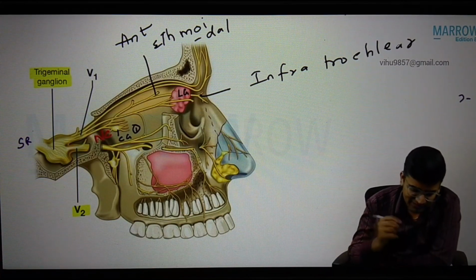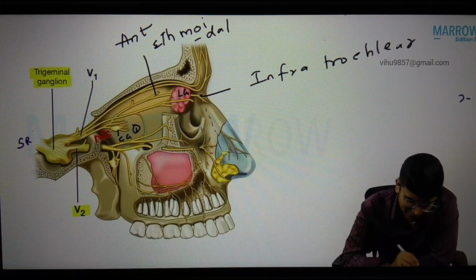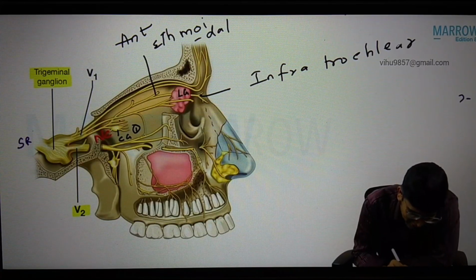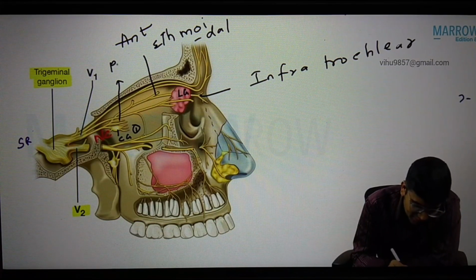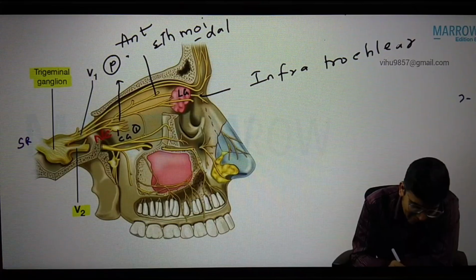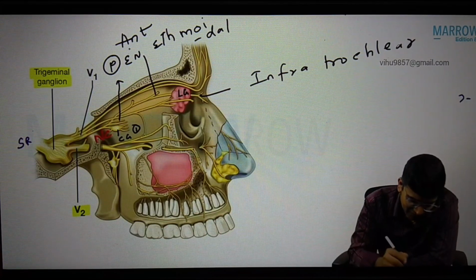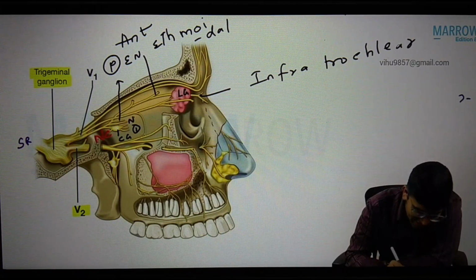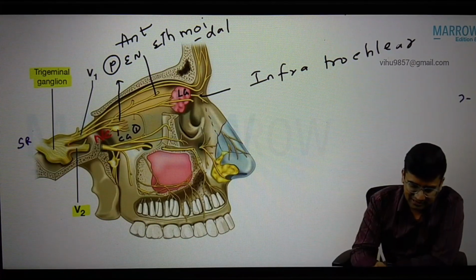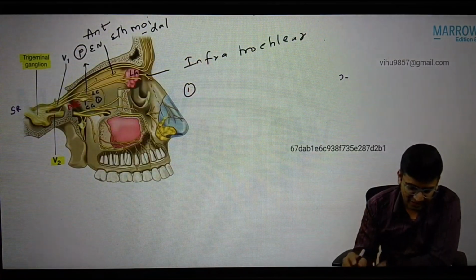And we have a few more branches. Posterior ethmoidal nerve, this one is our posterior ethmoidal nerve. I'm writing it as EN, no space here. And this is our long ciliary nerve. I'm writing it as LCA alone. Write the nerve names and their functions in detail, don't worry.